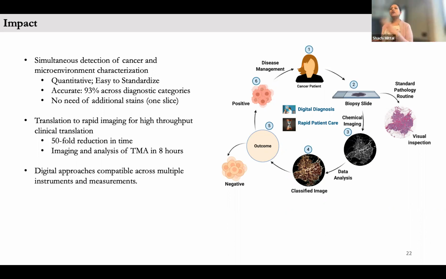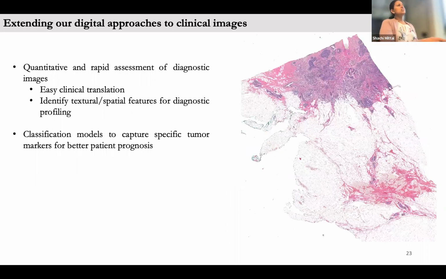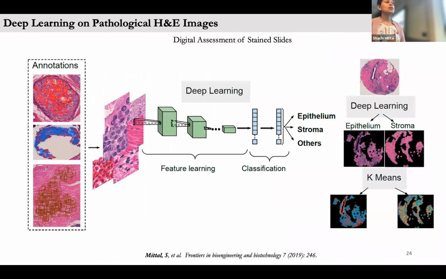So then we wanted to shift and translate some of these digital approaches directly on clinical images. So that is where we started working directly with H&E images and identified textural and spatial features in diagnostic profiling. So here we tried to follow a pipeline that is similar to what a clinician would do, where we extracted regions of interest from these H&E images at different levels of zoom, applied a convolutional neural network to separate our epithelium, collagen, and other cells, and then clustered each of these components separately to identify various heterogeneous cell types that are present in these compartments.